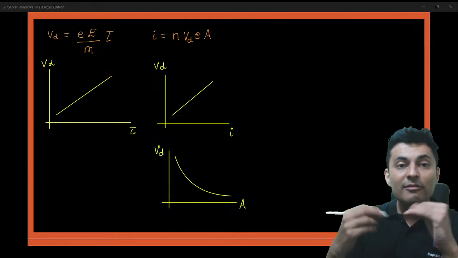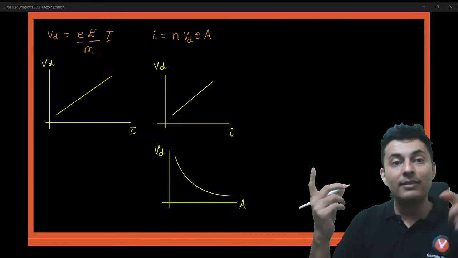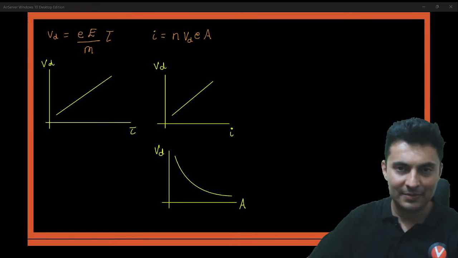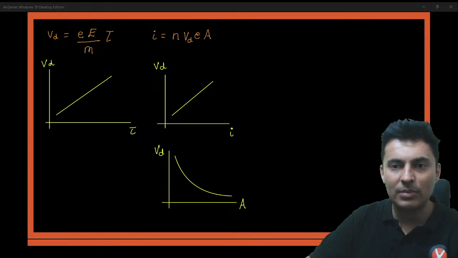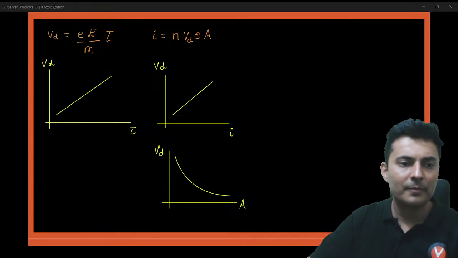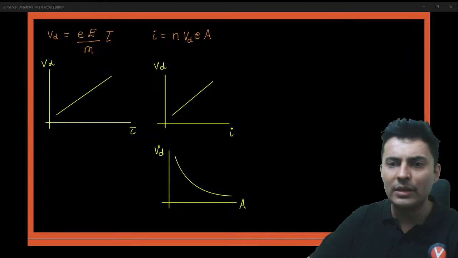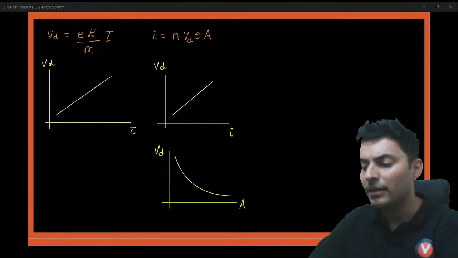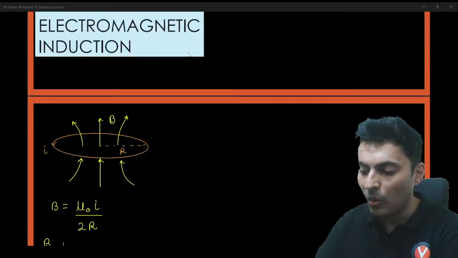So you have to see VD proportional to current, straight line. VD inversely proportional to area, so it is a curved line. Is that understood? Done, dusted. Shall we go ahead? I'm going very slowly so that everybody can understand each and every single graph.